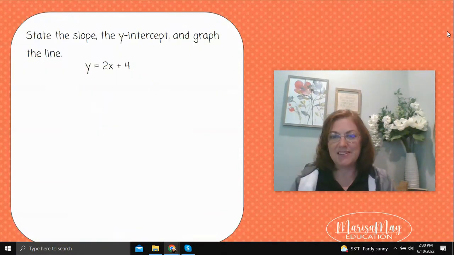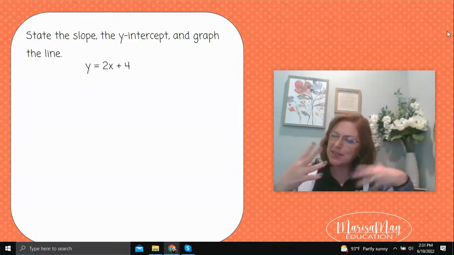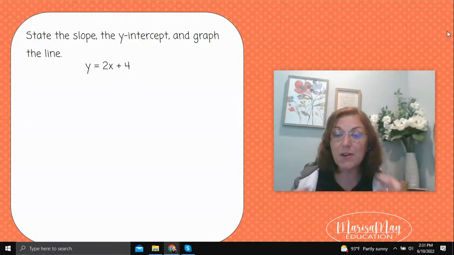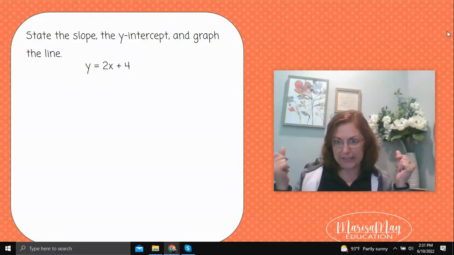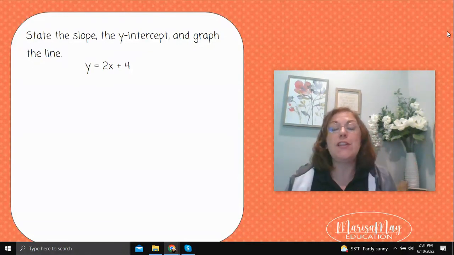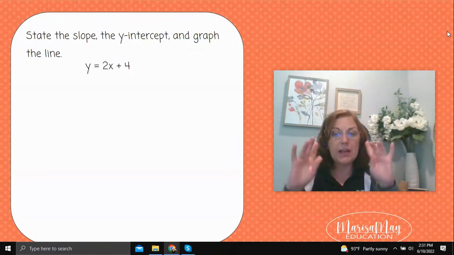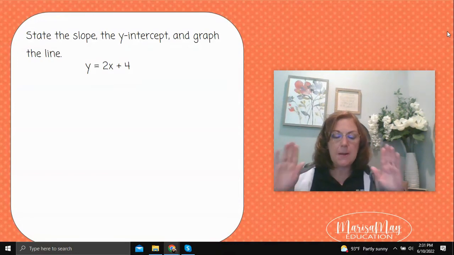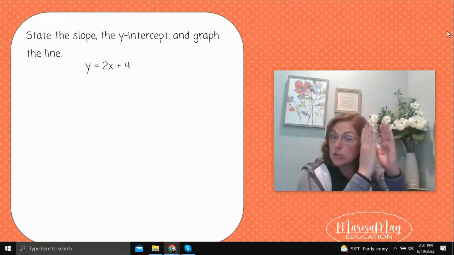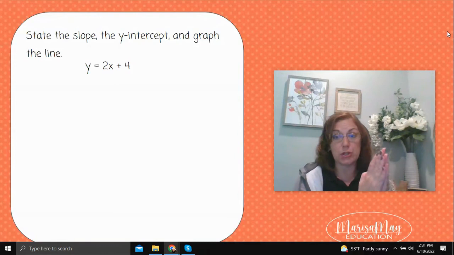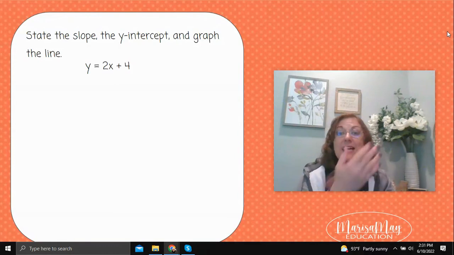Okay, let's do one more like that, because I feel like sometimes the second time you hear something or you see it, it clicks. So let's take a look. For this equation, we want to find the slope, find the y-intercept, and then, of course, we want to graph it. So think about our y equals mx plus b. You're looking for that number being multiplied in front of x to be your slope. In this case, that's the 2.